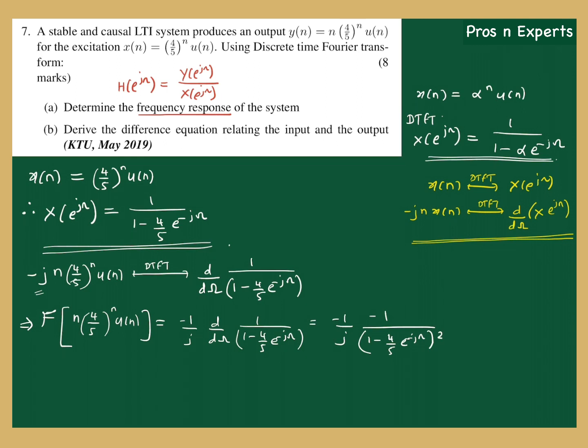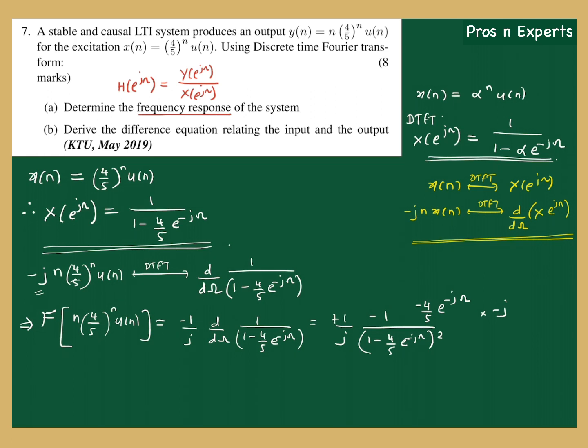The differentiation is not over. You have to find out the derivative of this denominator term also, and that turns out to be 0 minus 4 by 5 e raised to minus j omega. Again, it is not over. We have to find out the derivative of minus j omega also, and that is nothing but minus j. Now we can see a lot of terms cancelling there.